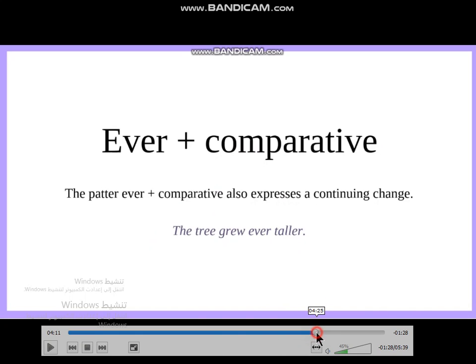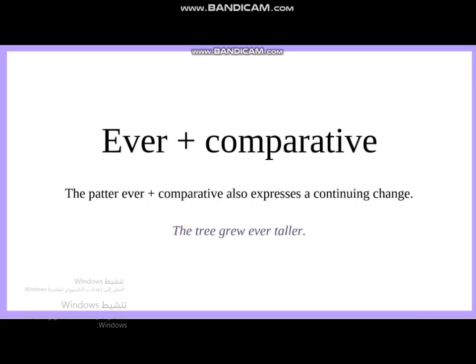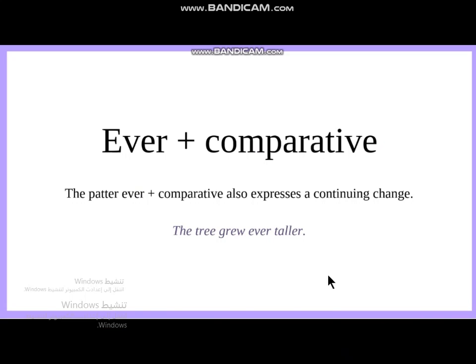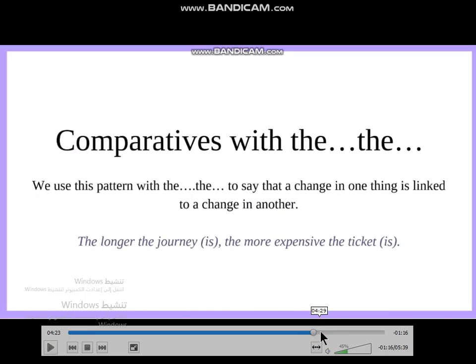Okay, the next one, ever plus comparative. Ever plus comparative also expresses continued change. The same. The tree grew ever taller. Not like even plus comparative. Okay? Don't be confused, man.